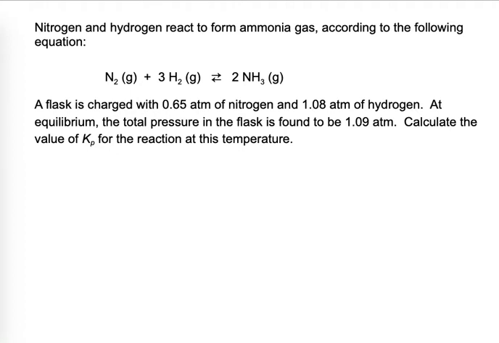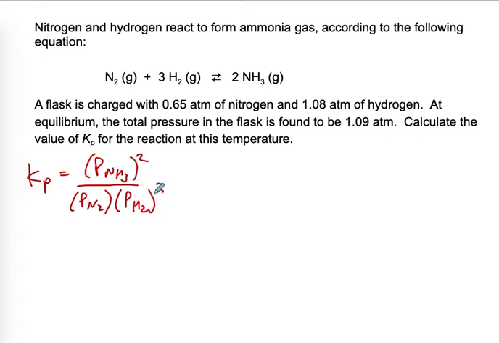Well, let's begin by writing out the Kp expression. So we know we're going to need to calculate the partial pressure of ammonia and the partial pressure of nitrogen and the partial pressure of hydrogen. I don't know about you, I'm getting a little sick of the ammonia synthesis reaction. It is literally done to death. Let's set up our ice table. N2, H2, NH3, and we can do this in partial pressures. 0.65 atmospheres of nitrogen, 1.08 atmospheres of hydrogen, 0 atmospheres of ammonia.